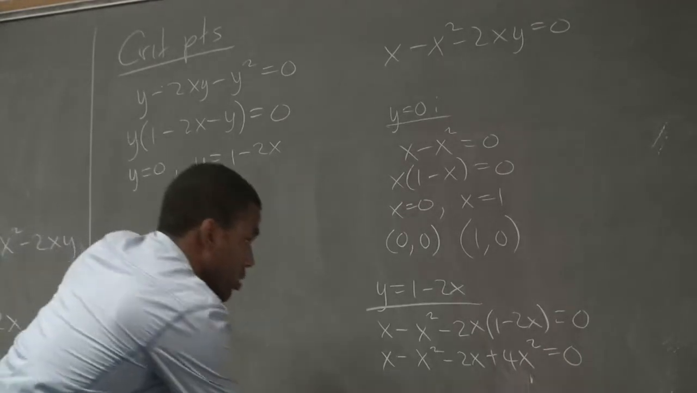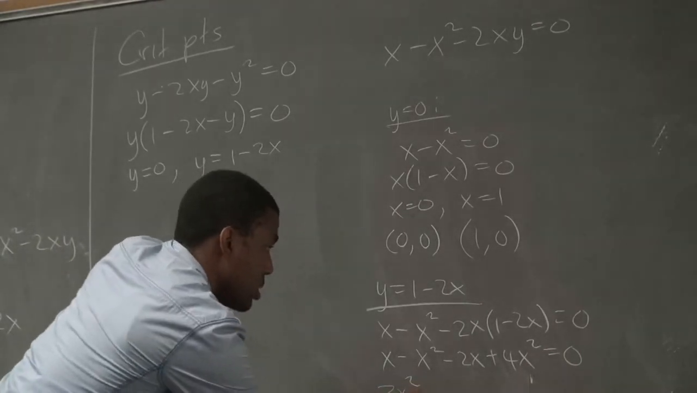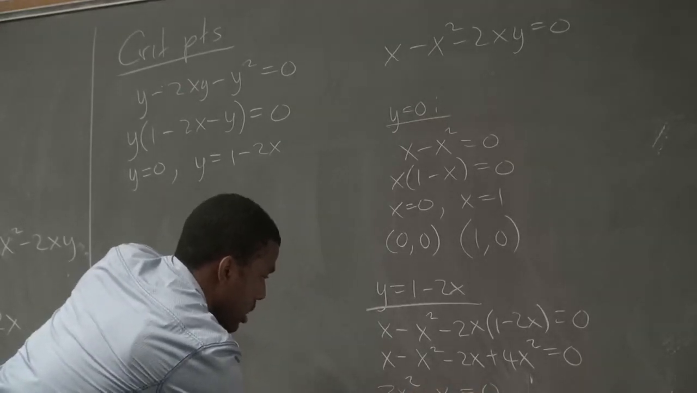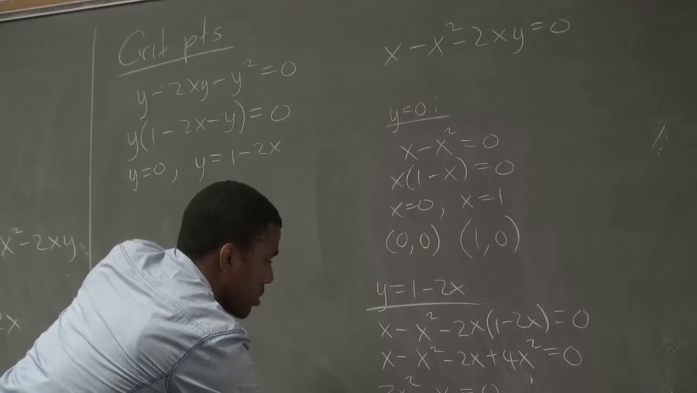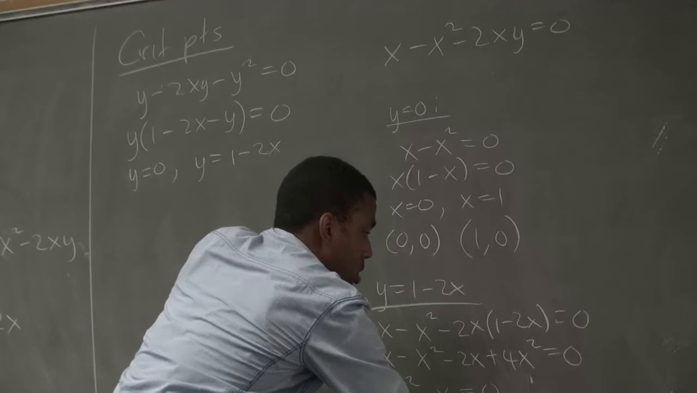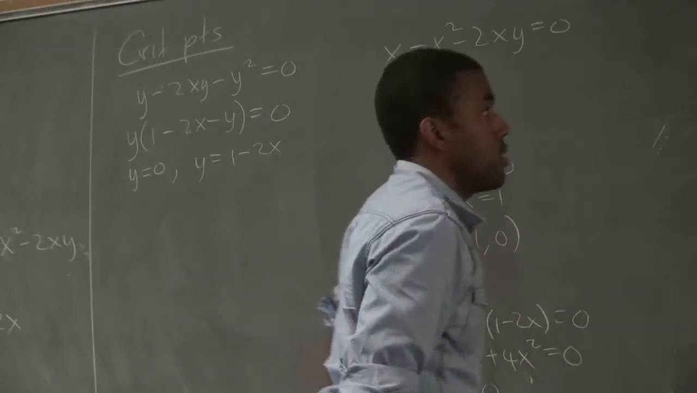So that would give me what? 3x squared minus x equals 0. So I have x and I have 3x minus 1. So that gives you either x equal to 0 or x equals 1/3.